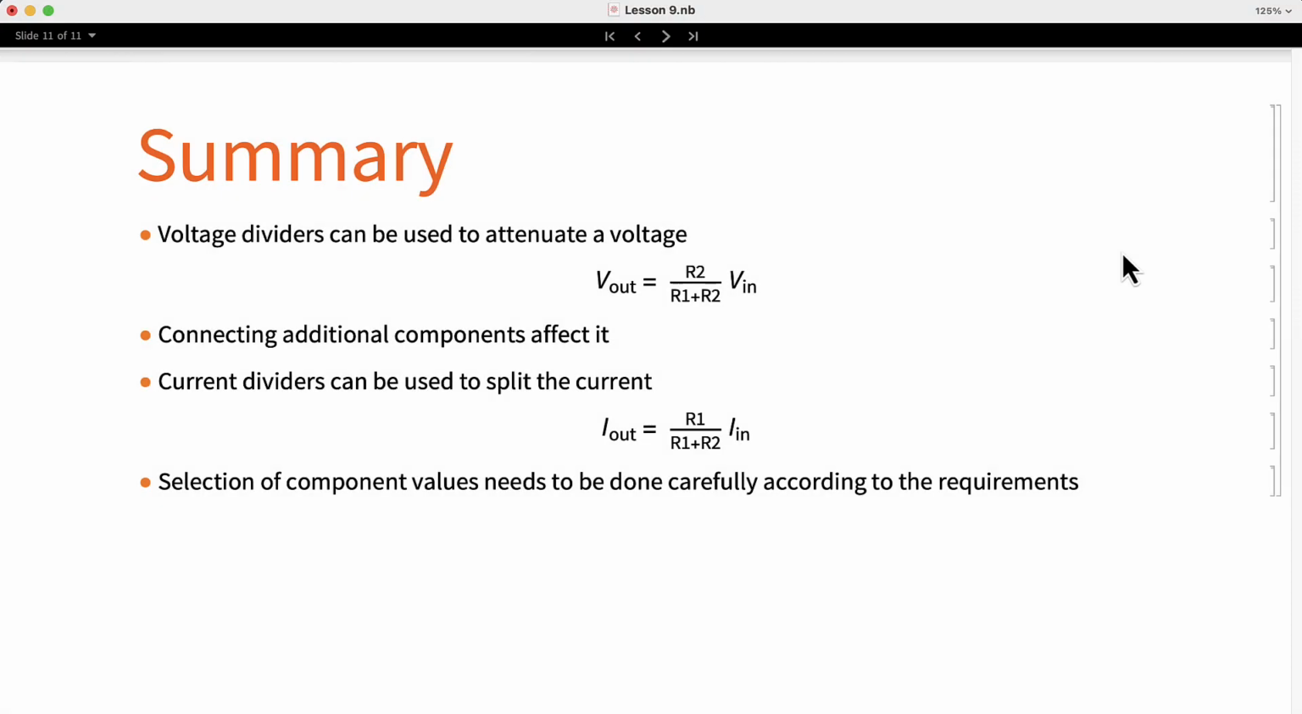To summarize this lesson, we can use voltage dividers to attenuate voltages, and here is the formula that we can use to calculate the values of the resistors. But we need to be careful because connecting additional components to the voltage divider can affect it. Similarly, we have current dividers that we can use to split the current, and here is the formula to calculate the resistors. In general, selecting the components needs to be done carefully based on the design requirements.